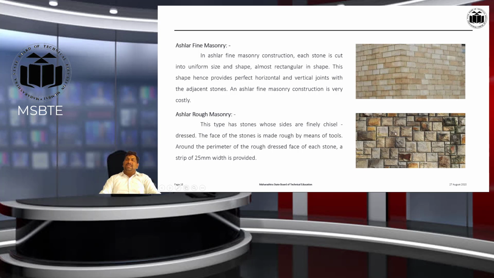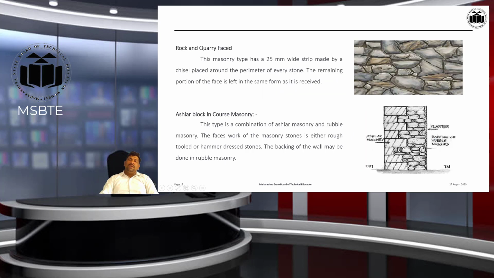Generally, in this kind of masonry, the sides of every stone are chiseled and dressed properly, and the face is kept somewhat rough. Obviously it is also dressed, but not up to the fineness provided in ashlar fine masonry, and that's why it is called ashlar rough masonry. Only the sides or widths where the jointing comes are dressed properly.